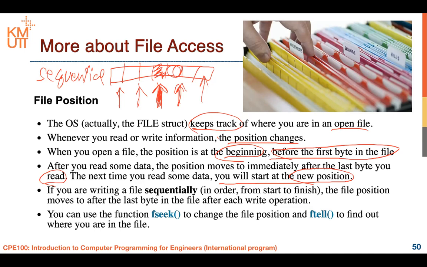Once again, if you are writing a file sequentially, from start to finish, the file position moves to after the last byte in the file after each write operation. But if you want to know the position of the file, you can use the function ftell, and also fseek. Fseek is to jump to the position that you want to go to, but ftell will show you where you are in the file.